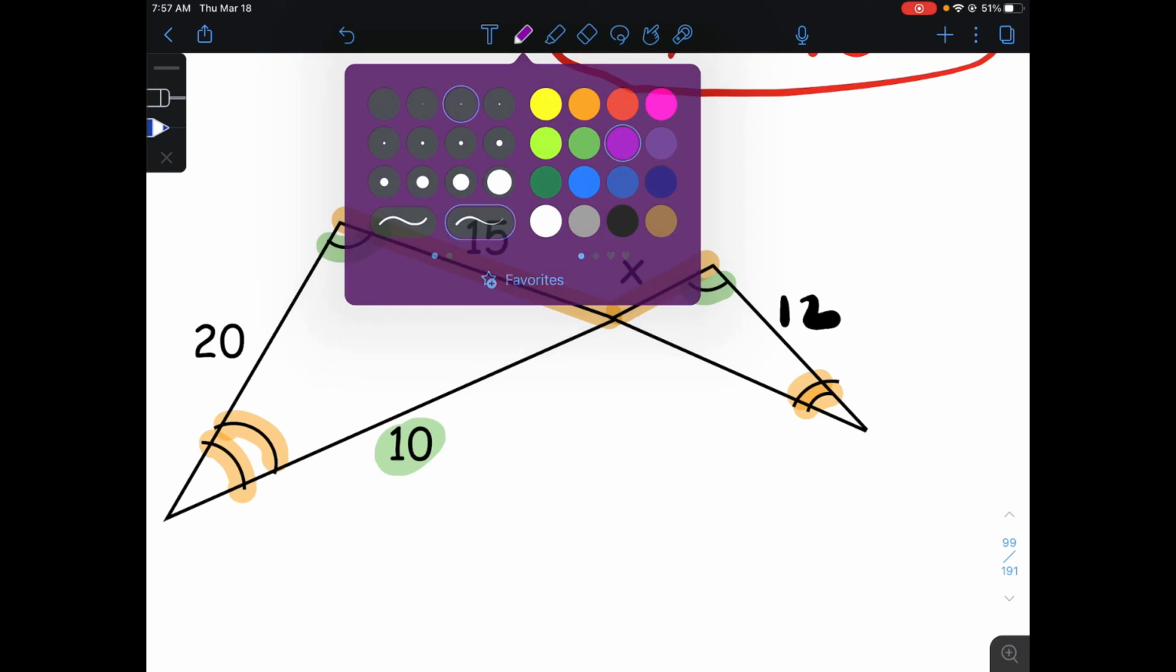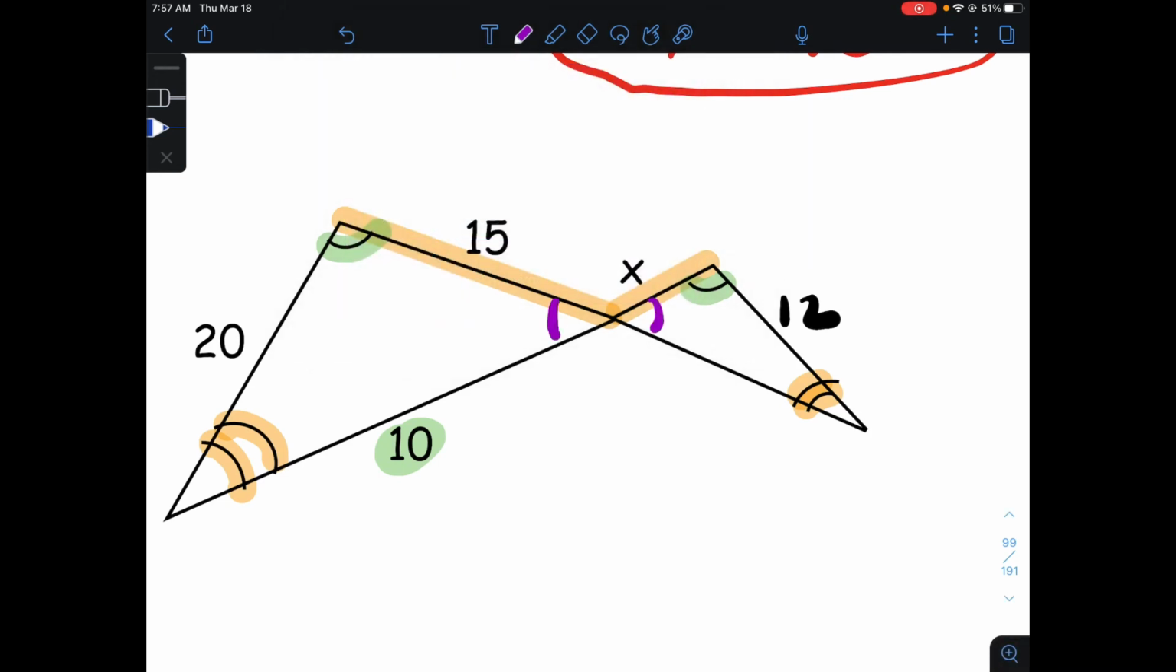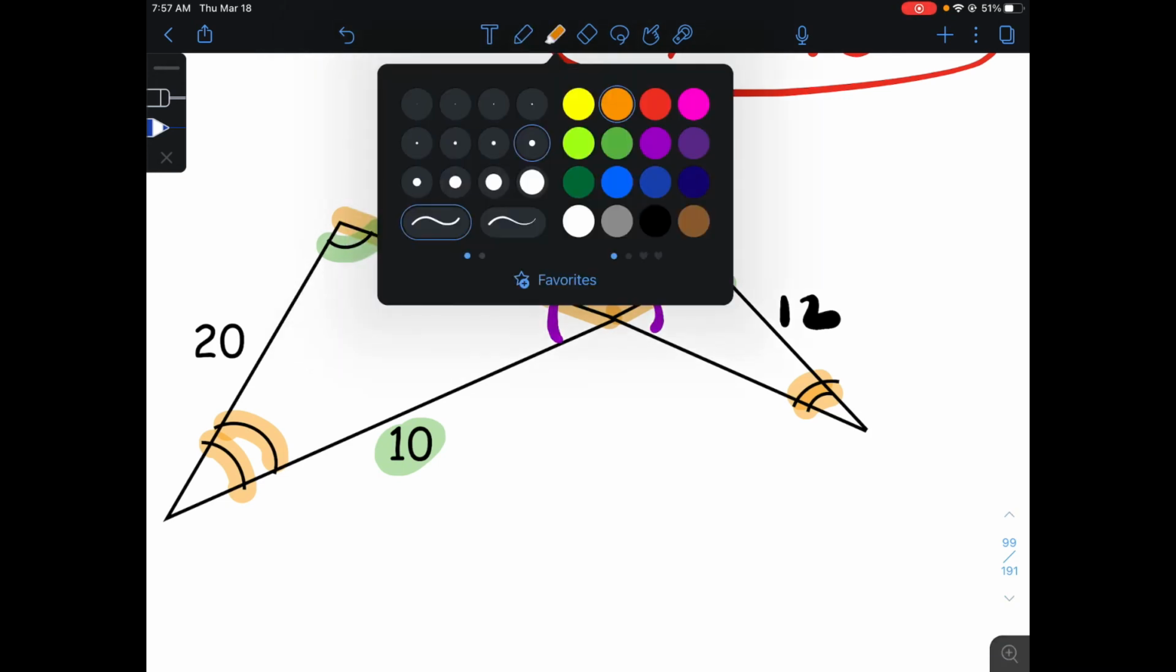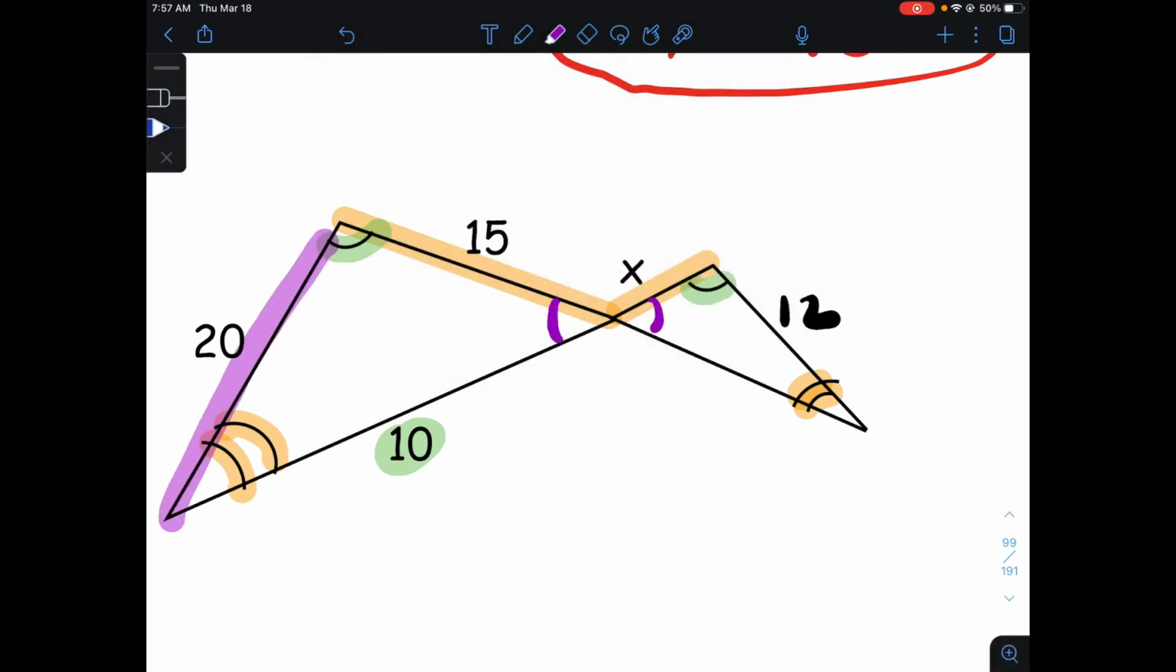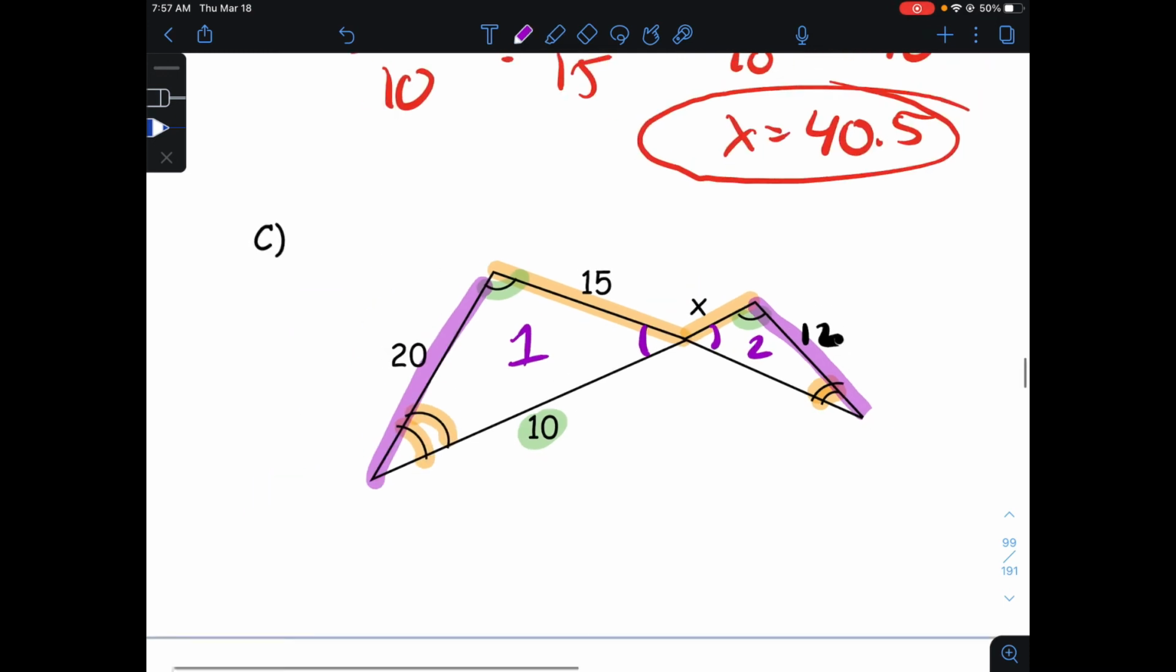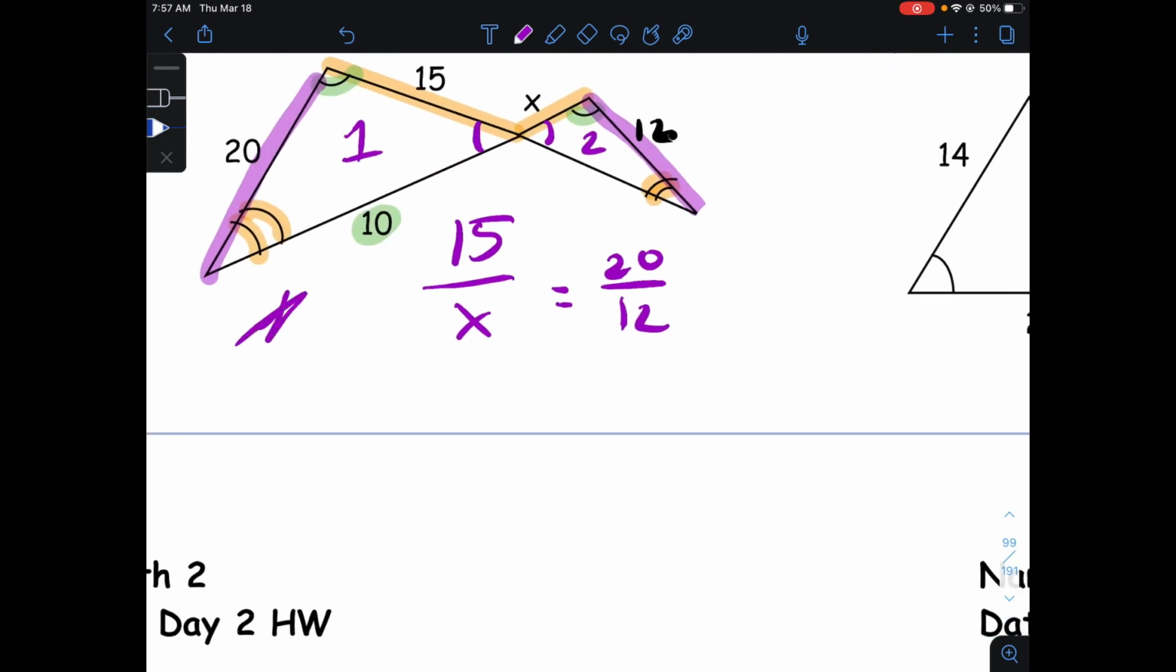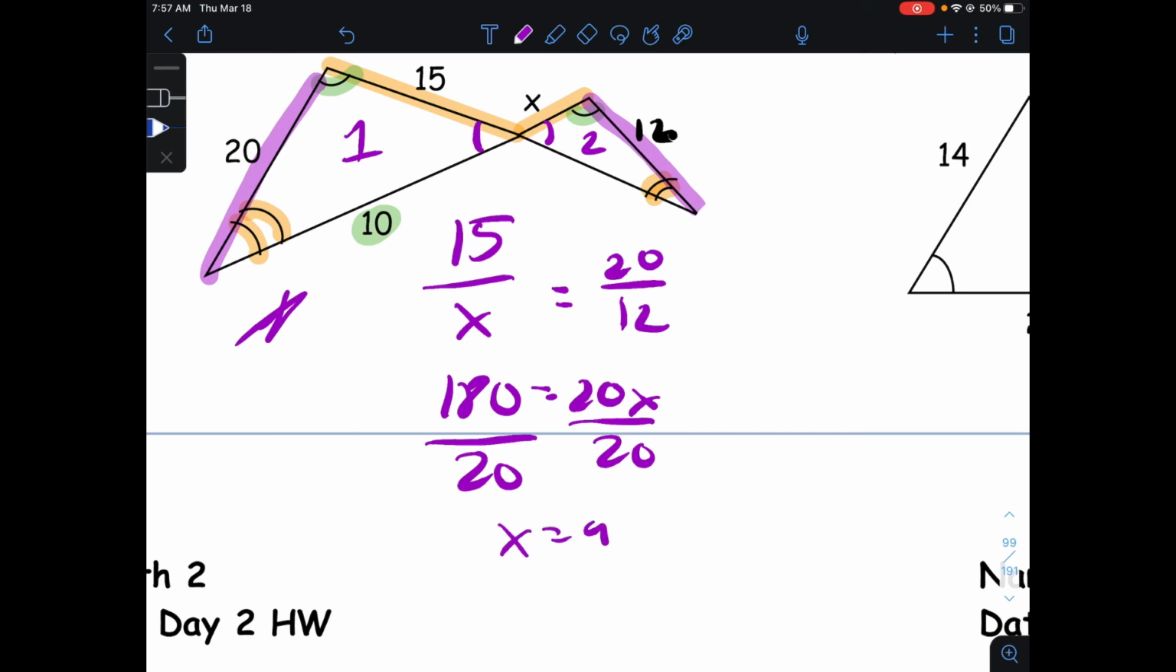So anyhow, now we also know that these angles are congruent because the third angles have to be congruent if the other two angles are congruent. So we've got these sides opposites go together. We'll label this triangle 1, triangle 2, and we'll do 15 over x equals 20 over 12. Go ahead and solve that. So you get 180 equals 20x. Divide by 20, and you get 9.